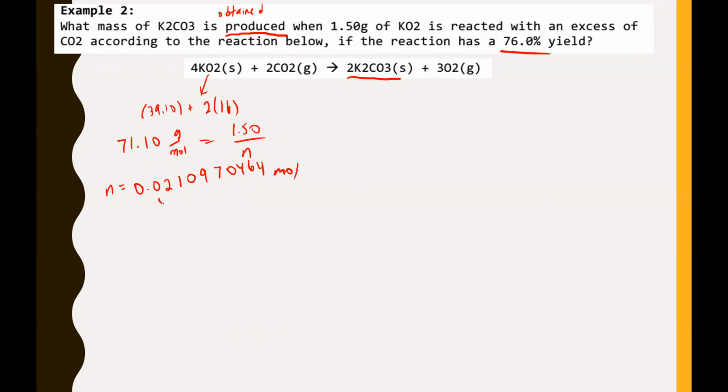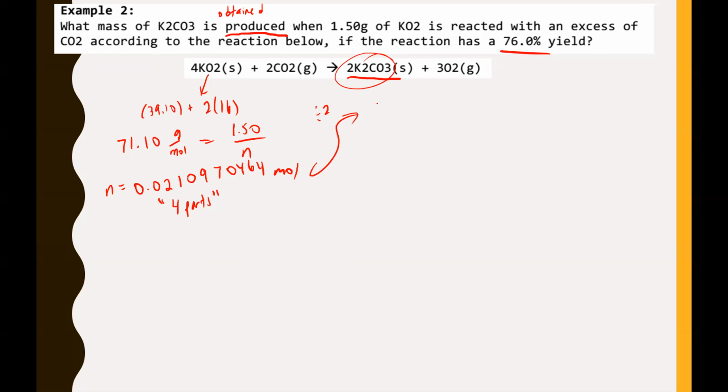Now I want you to recognize though, according to our balanced chemical equation, this is 4 parts. And we're looking for how much K2CO3 is produced. Well, that's 2 parts, right? A couple different ways you could do this, of course. Since this is 4 parts and we want 2 parts, you can just divide this by 2, because 4 divided by 2 is 2 parts. If you don't see that though, you could also divide it by 4 to get 1 part, and then times that number by 2 to get 2 parts. Either way you do it, I'm just going to say divide by 2 just because it's simpler.